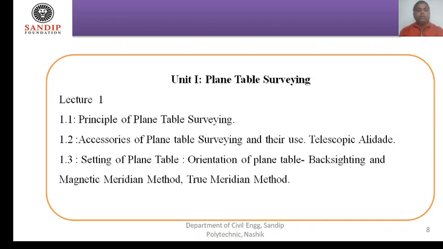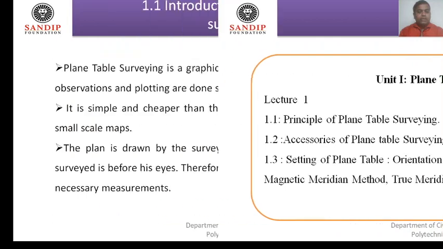Now in this session we are going to see a principle of plane table surveying, accessories of plane table surveying with their use, and setting of plane table, which consists of orientation of plane table by backsighting and by magnetic meridian method. So let us start.